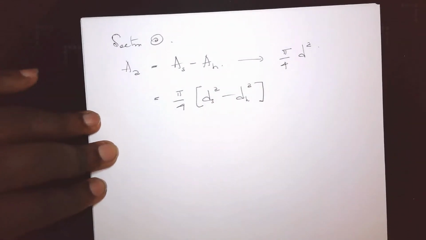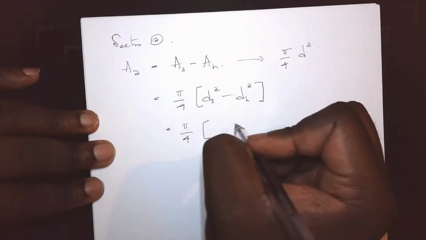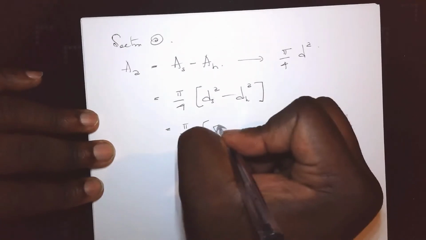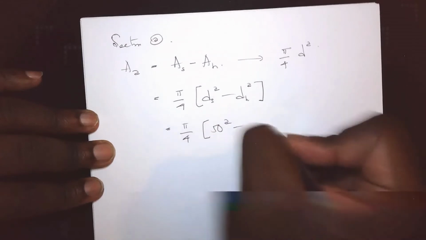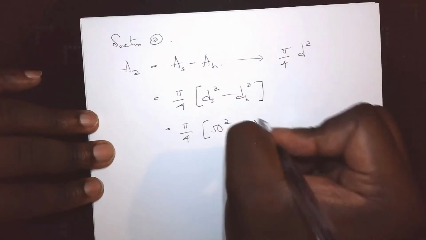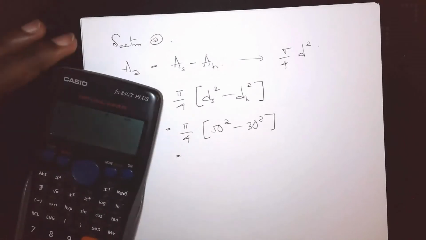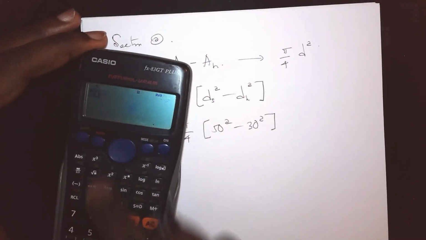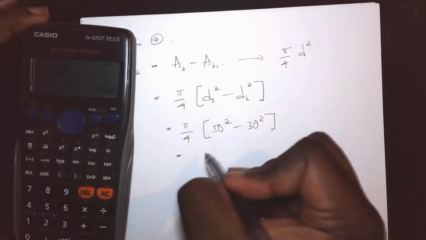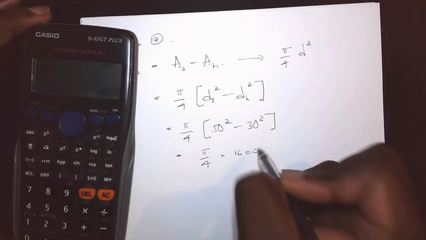squared. So this becomes pi over 4 into brackets, the solid section given as 50 squared, and the hollow given in the problem to be 30, so that will be 30 squared. So this becomes 50 squared minus 30 squared. So pi over 4 times 1600.